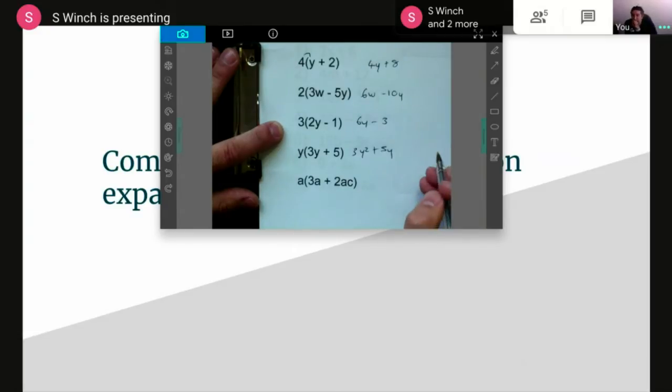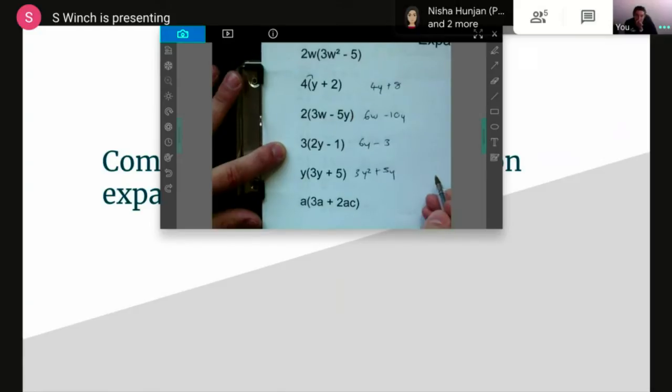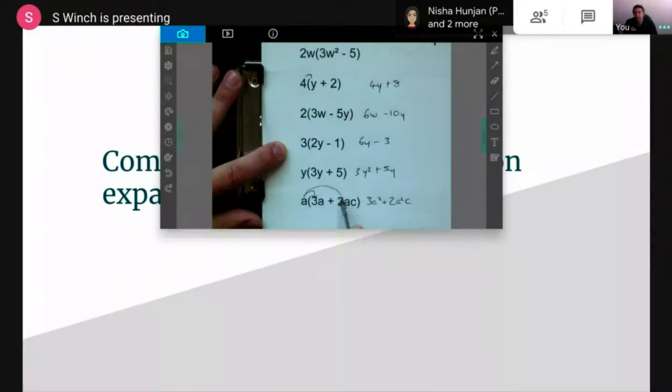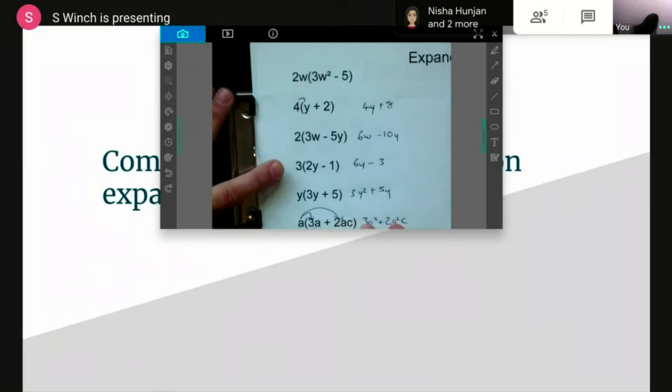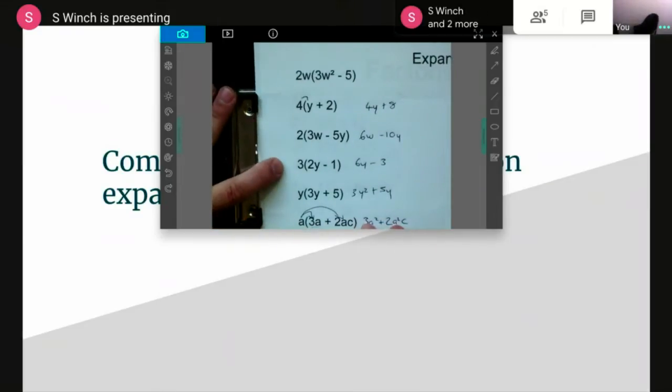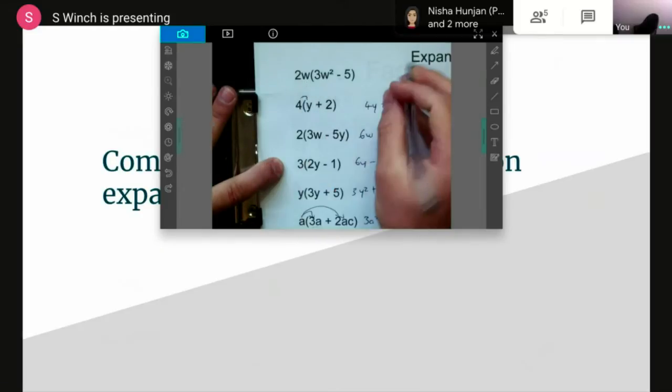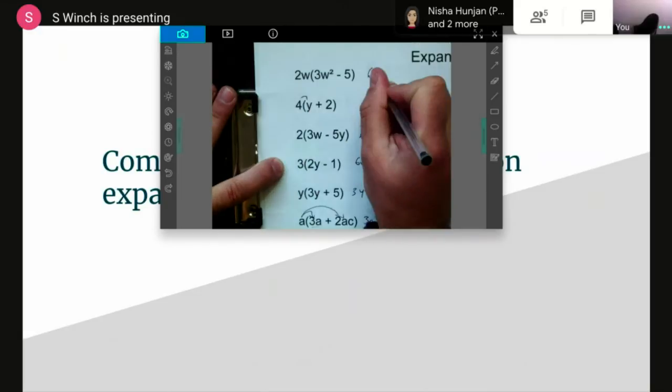And then I said finally, we've got one at the top, but I thought we'll come back to that one. a times 3a is 3a squared. And then you've got 2 plus 2a squared c. Okay, so remember, you're just multiplying everything on the outside by everything on the inside. But you do the first term first, and then the second term, and then finally, we'll leave the best to last. We've got 2w times 3w squared. Again, if you want to break it up and just do the numbers first, that's okay. 2 times 3 is 6. w times w squared is w cubed.